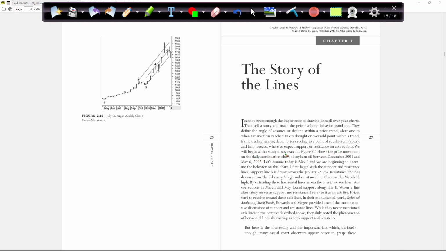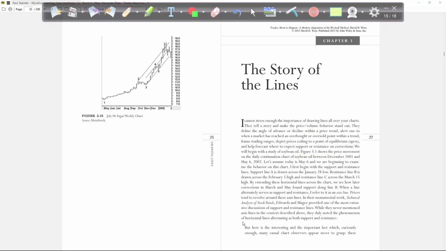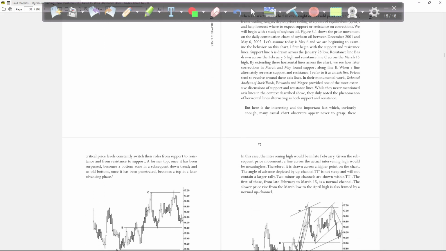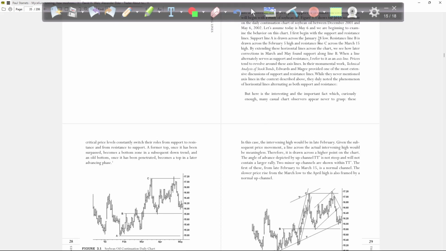We will begin with a study of soybean oil. Figure 3.1 shows price movement on the daily continuation chart of soybean oil between December 2001 and May 6, 2002. Now let's assume today is May 6th, and we're beginning to examine the behavior on this chart.